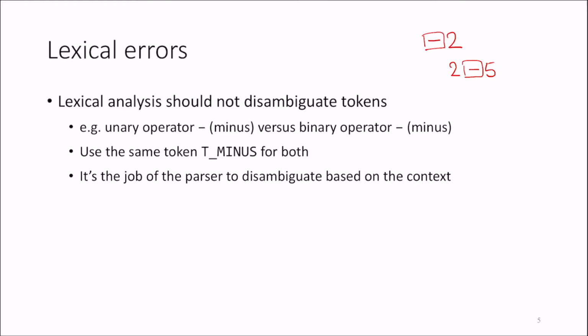So it should just say this is the T minus token. So it always provides the same token for both. It's the job of the parser to disambiguate based on the context.